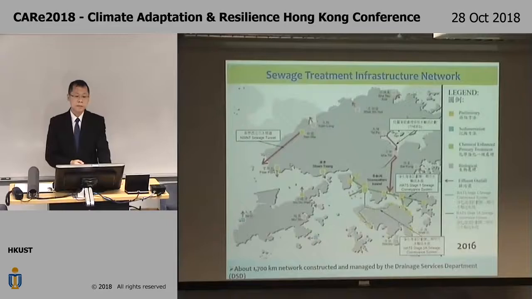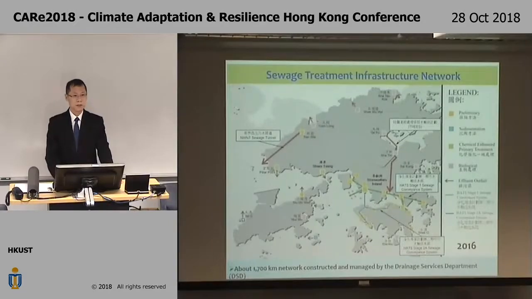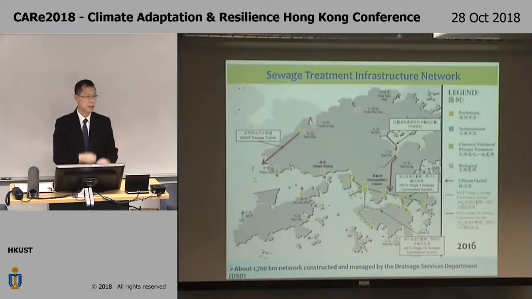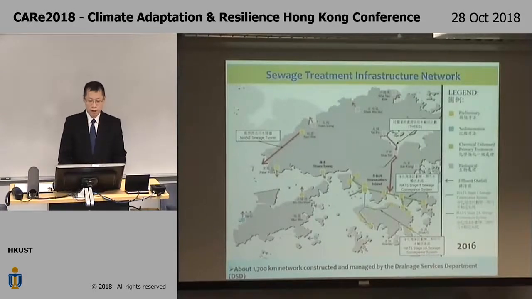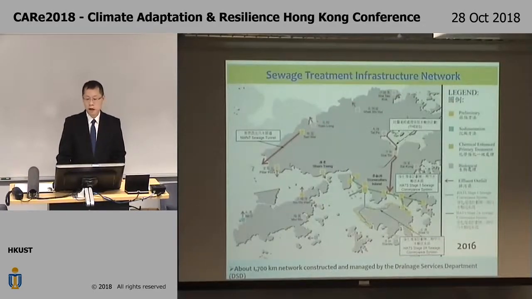This shows a simple schematic of our sewage treatment infrastructure network. You can see that we have many small rectangular boxes representing how we are going to collect, treat, and then discharge. I won't bother you with all these minor treatment plants, but I just want to highlight three essential systems here. I will talk about this later on.